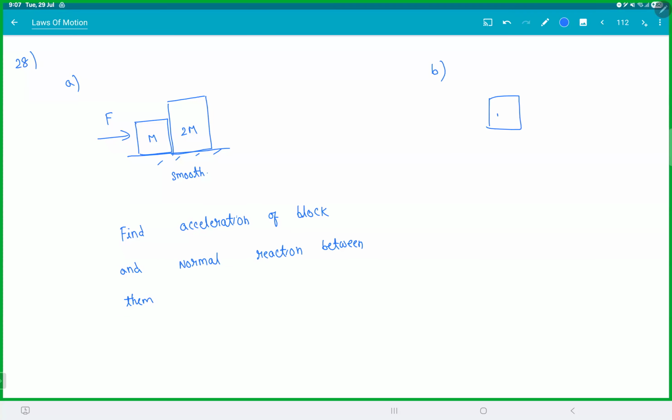Same question, M and 2M, but this time you're applying force from the right hand side. Get them both. Easy one, but try. Take a minute and figure it out. First part, then I'll show you. Get the next one also. Yeah, it's a standard one.